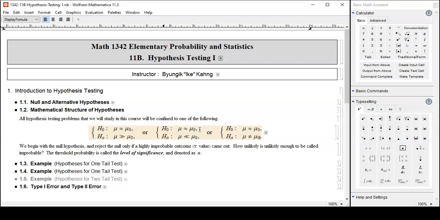Null is about the same as the mu0 value. And the alternative is: no, the real mean is significantly less than that. And then the third case, they're just different.